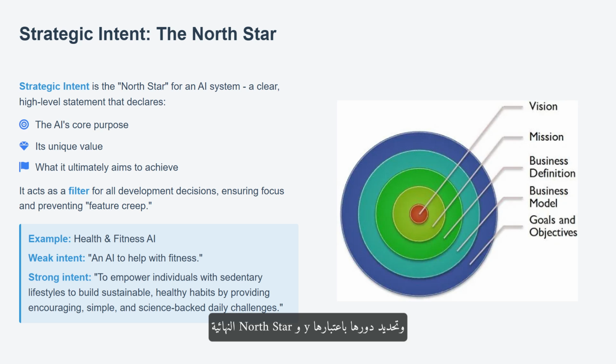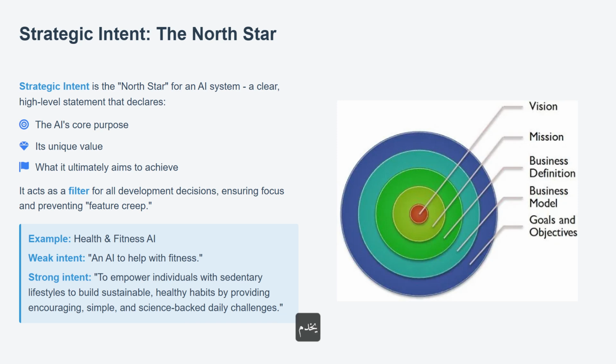Our learning objective for this lesson is to define strategic intent within the context of AI system design and identify its role as the ultimate why and North Star. In this lesson, we will break down what strategic intent is, why it's the critical first step in creating any AI system, and how it serves as the ultimate guide for every decision that follows.